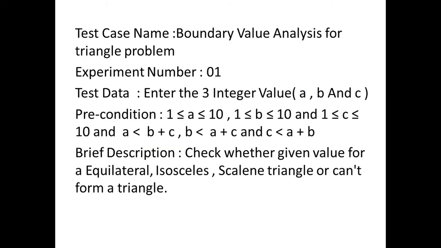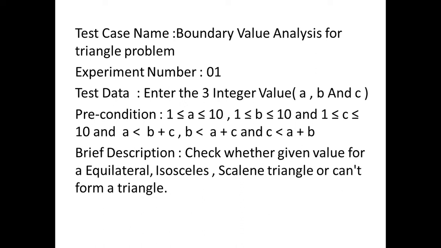So before writing the test case, there is a procedure you have to examine. That is, you need to write the test case name, that is boundary value analysis for the triangle problem, and experiment number 1, and test data. So test data in the sense, what are the inputs you are giving. So here we are taking three inputs, that is three sides of triangle A, B and C.